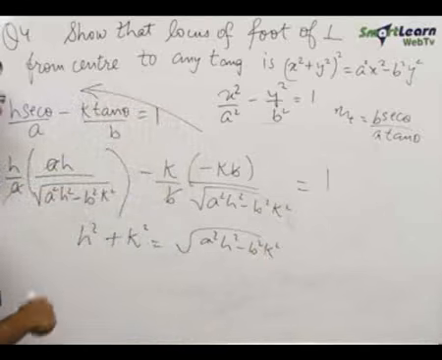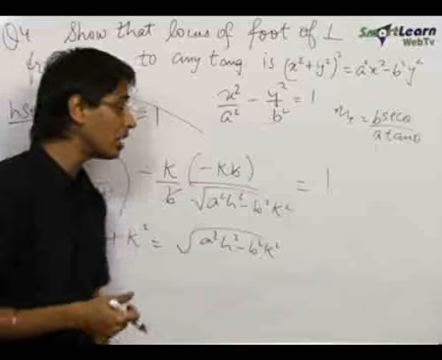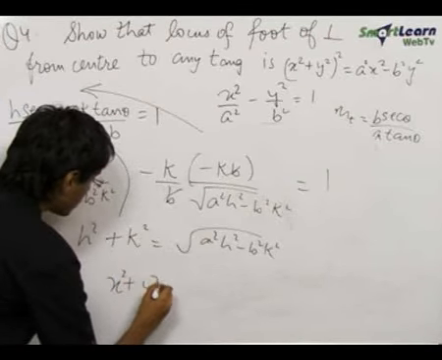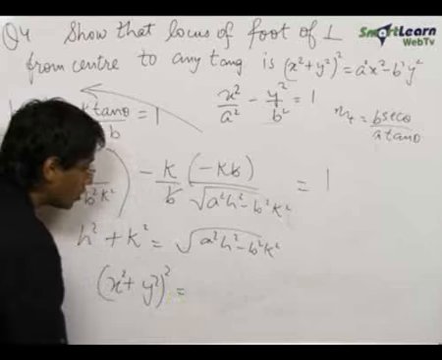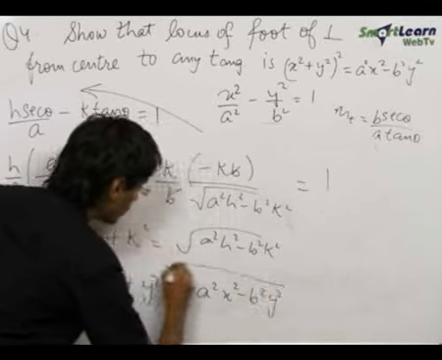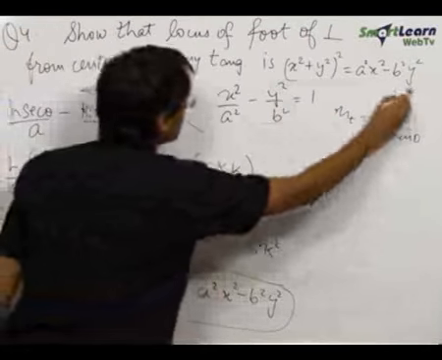Now squaring both the sides and replacing h by x and k by y as we do in questions of locus, we get (x² + y²)² = a²x² − b²y², and this was the result that we needed to prove.